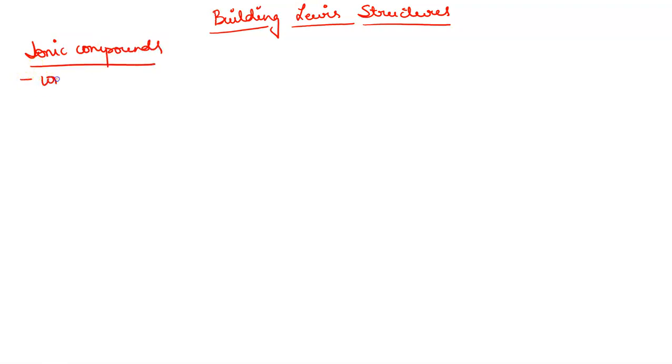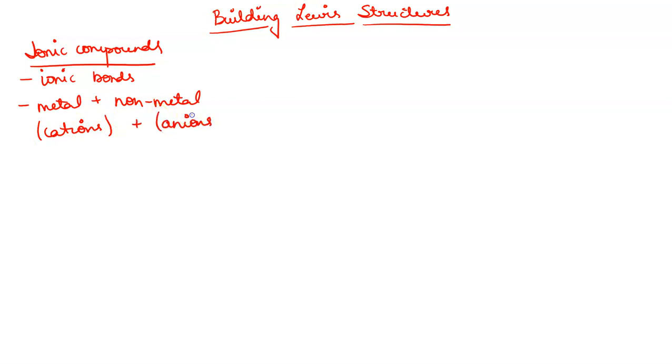Ionic bonds, that's what our ionic compounds are made up of. And ionic compounds, basically you have a metal plus a non-metal. Remember, metals are your cations, so they have a positive charge on them, and your non-metals are your anions that have negative charges on them. So for example, sodium plus Cl minus, when they combine together, will give you an ionic compound, which we know as NaCl.